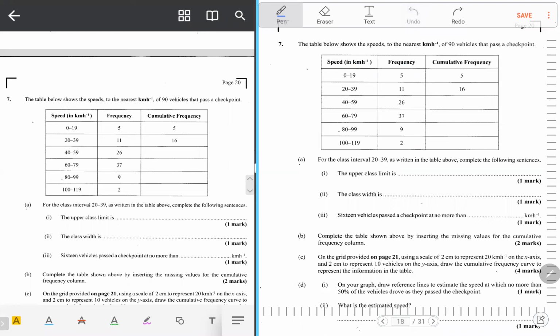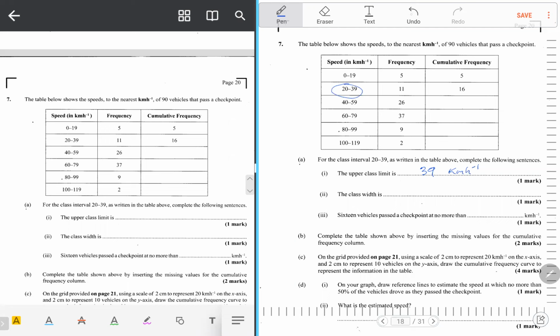It says, for the class interval 20 to 39, which is this one, as written in the table above, complete the following statement. The upper class limit is the value as it appears in the table, so that is 39. The upper class limit is 39, and the unit is kilometers per hour. If you just put 39 and don't put the unit, that's fine. Now the class width. The class width is the upper boundary minus the lower boundary.